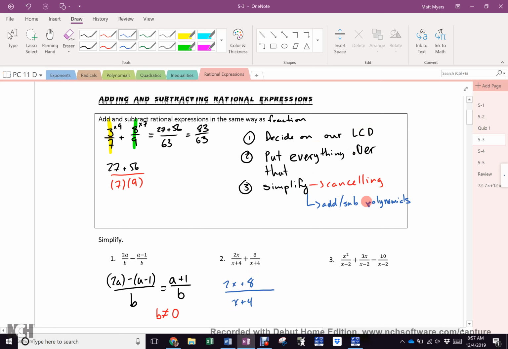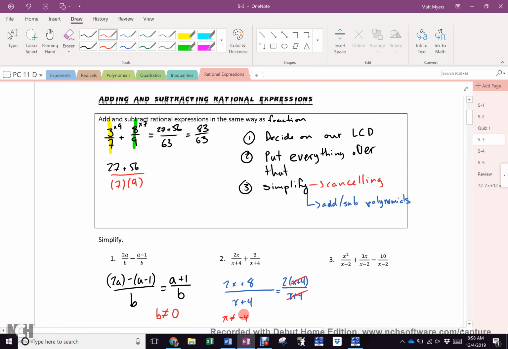We've added and subtracted our polynomials. Is there any more simplification we can do? What? 2x plus 4 over x plus 4. Now what? Now we cancel again. And what's left? 2. Everybody cool? Now, of course, x cannot equal negative 4.